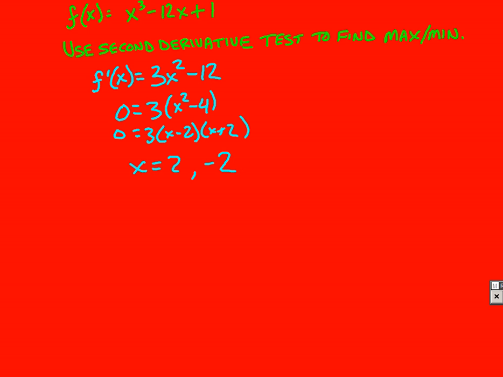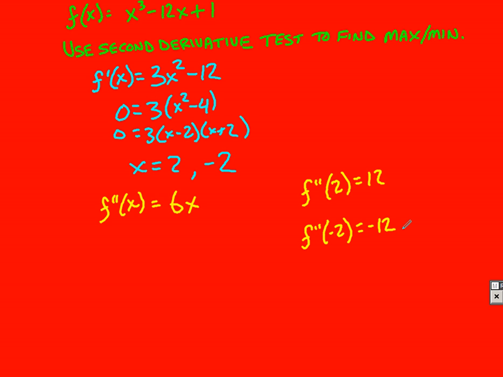To see if it's a max or min, I need to take a second derivative. So I'm going to take a derivative of my derivative. That derivative will be 6x. To test them, we want to test at these 2 points. We want to plug in f double prime of 2 and f double prime of negative 2. When I plug in positive 2, I get 12. When I plug in negative 2, I get negative 12.